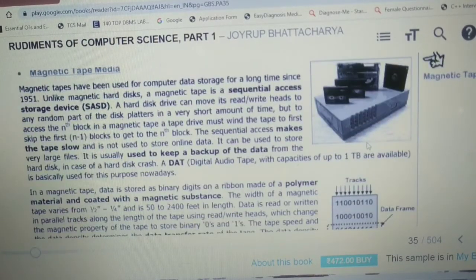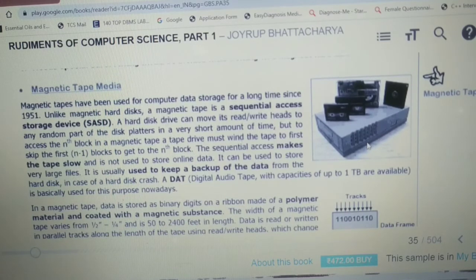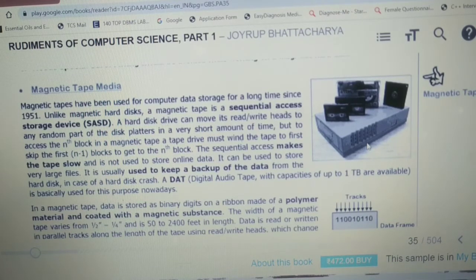Now we will learn about magnetic tape media. Used since 1955, the magnetic tape, unlike magnetic hard disks, is a sequential access storage device.